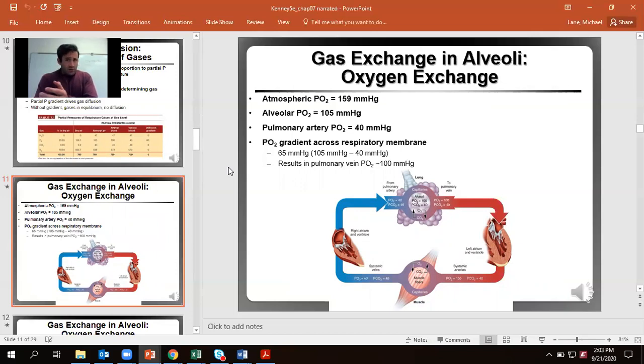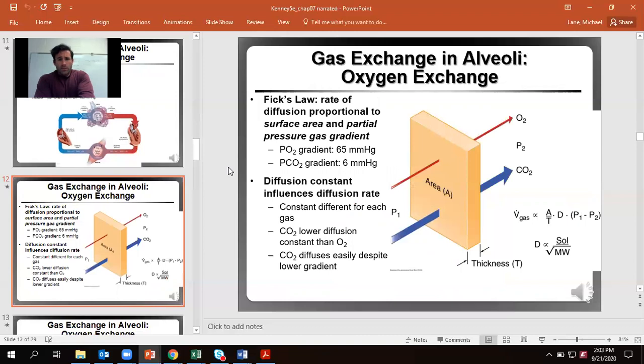Now then that oxygenated blood is going to return to the left atria, left ventricle, be pumped throughout the body, go to the capillaries where it will then in turn be picked up and utilized accordingly.